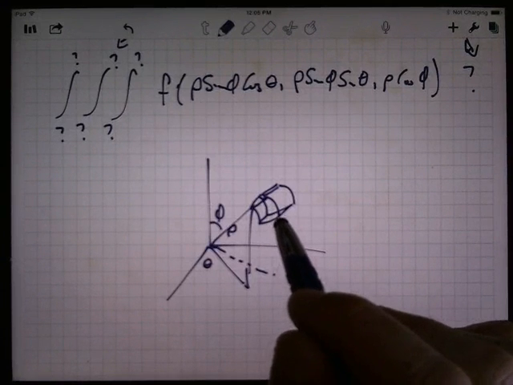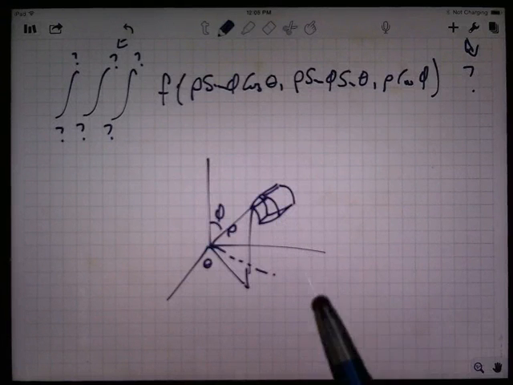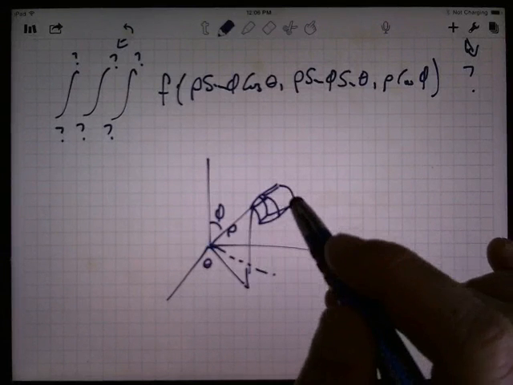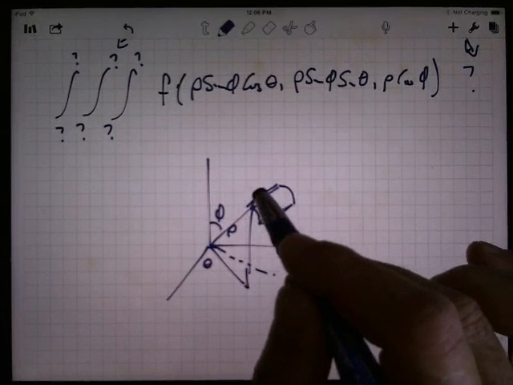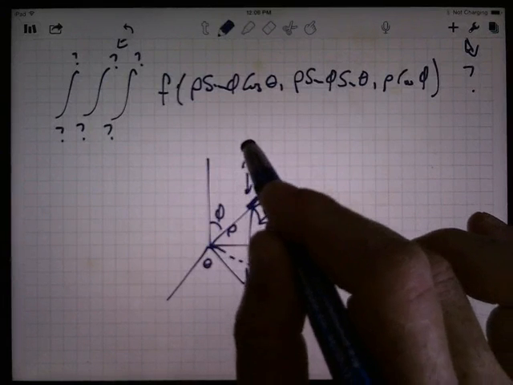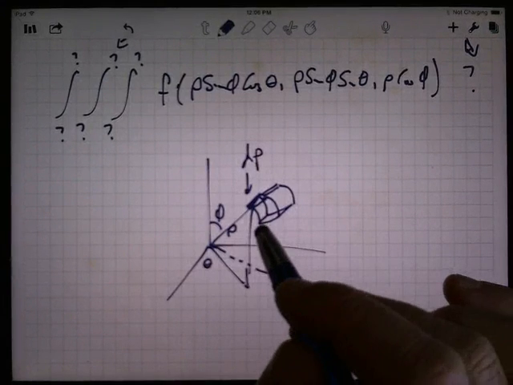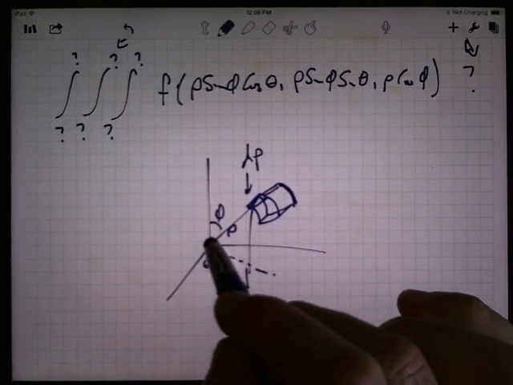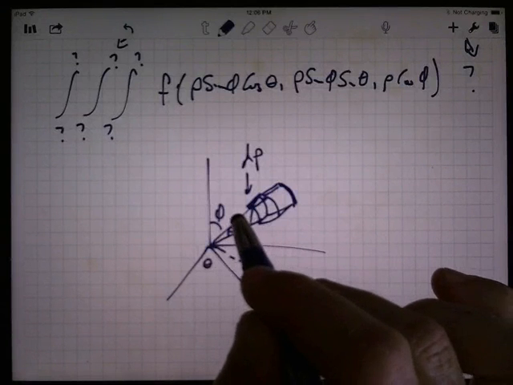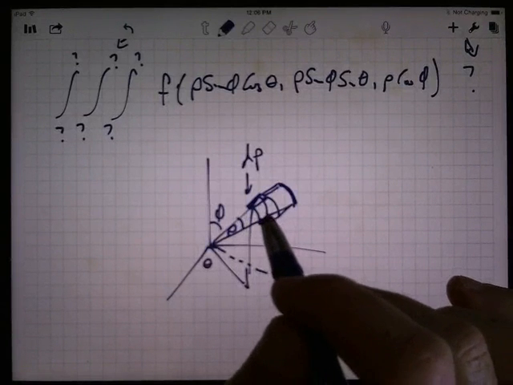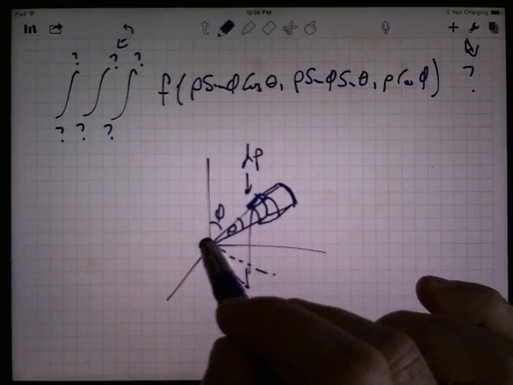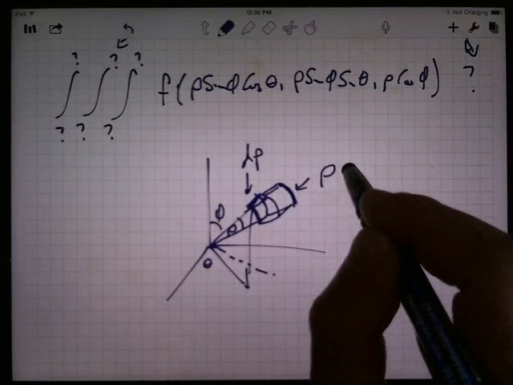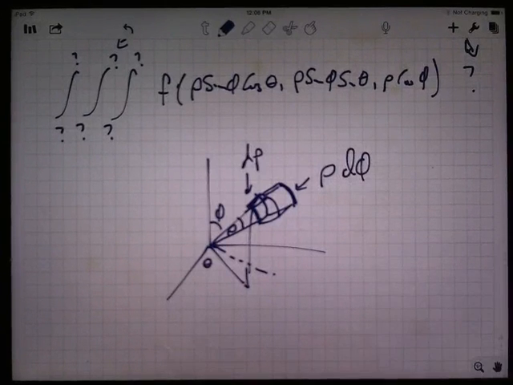Well, it's very cubical, and it's not unreasonable to assume that I can just do length times width times height. Well, I can see that in one direction here, this radial direction, that's just a small change in rho. Going this way, that comes from changing the phi, and it's an arc length. It's an arc length with radius rho. So this thing right here should be rho times the change in phi.